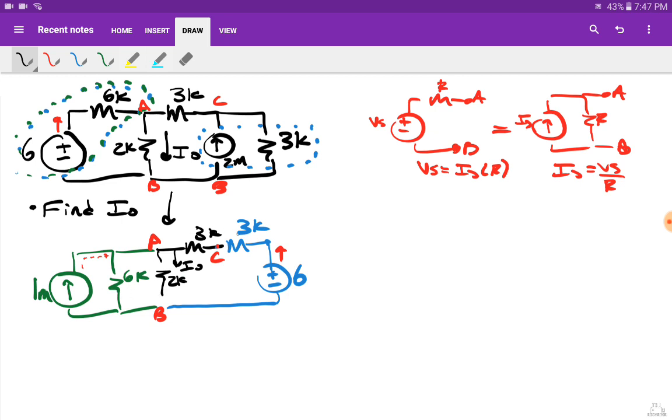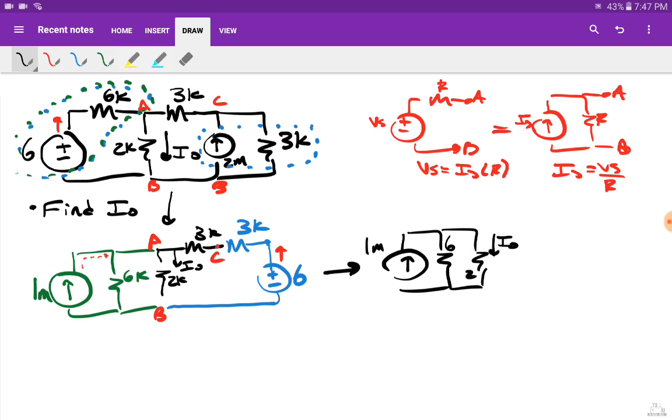So what I have left is this 3 and 3. The 3 and 3 are going to combine into a 6. So I'm going to have this 1 milli right here, this 6 right here, and I know it's K, it doesn't matter. This is my IO, and it's connected to a 2. This is my 6K, plus minus, and that's my 6 volts. So I shrank it just a little bit. From here, I have to do one more shrink.